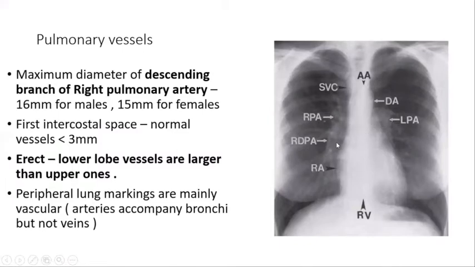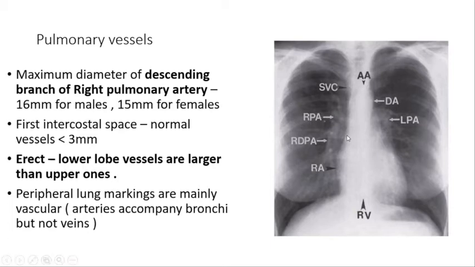For pulmonary vessels, one thing is very important, that is the measurement of the right descending pulmonary artery. When the right descending pulmonary artery is less than 15 millimeters, it is normal. When it is above 16 or 17 millimeters, it is known as a prominent right descending pulmonary artery. And this is very important in cases of venous congestion and pulmonary hypertension. Keep in mind that the value of the descending branch of the right pulmonary artery should be less than 15 or 16 millimeters with respect to sex.